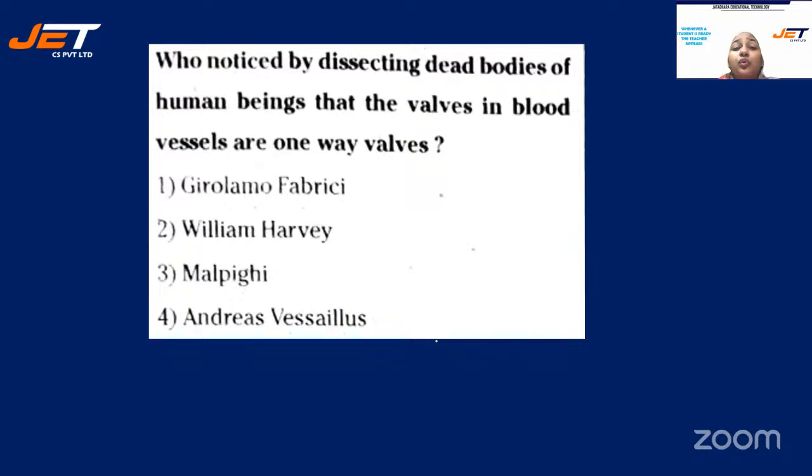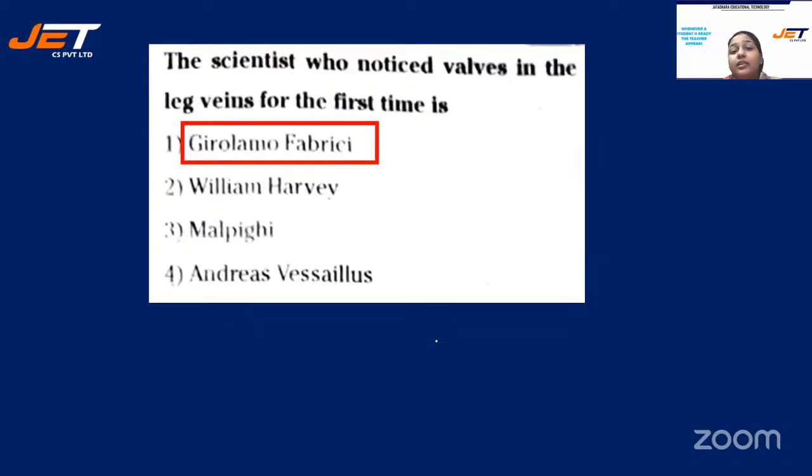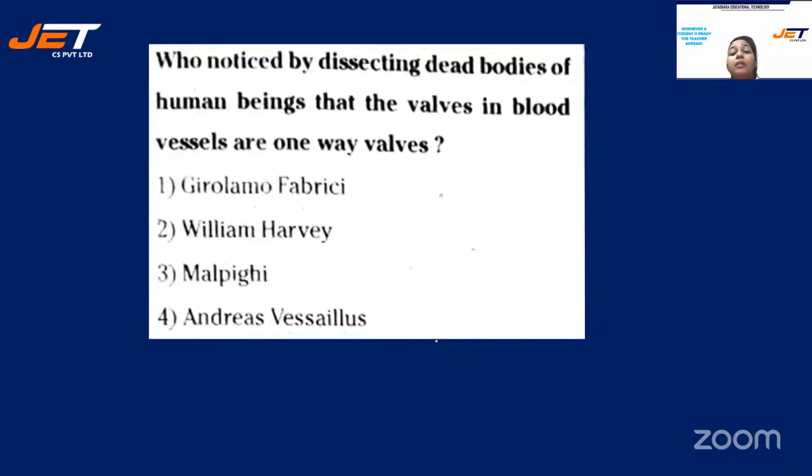Next question. Who noticed by dissecting dead bodies of human beings that the walls in the blood vessels are one-way valves? Girolamo Fabrici, William Harvey, Malfigi, or Andreas Vesalius? What will be the correct answer, students? See, when we talk about the previous question, the scientist who noticed walls in the leg veins is Girolamo Fabrici. But when we talk about who discovered the valves in the vessels, then it is William Harvey. Fabrici has missed the most important part of his experiment.